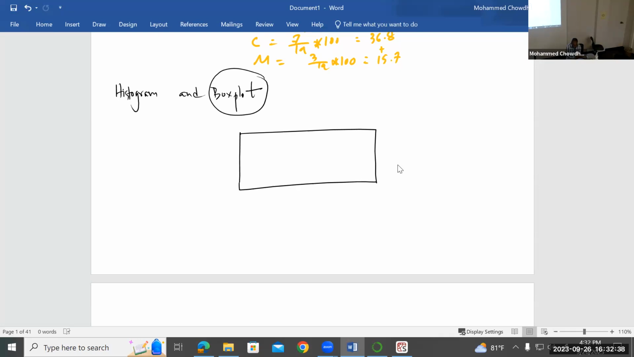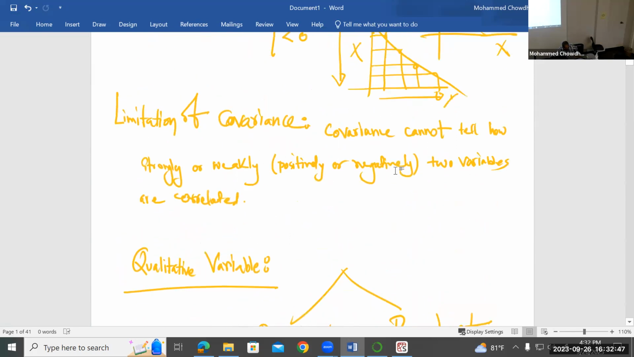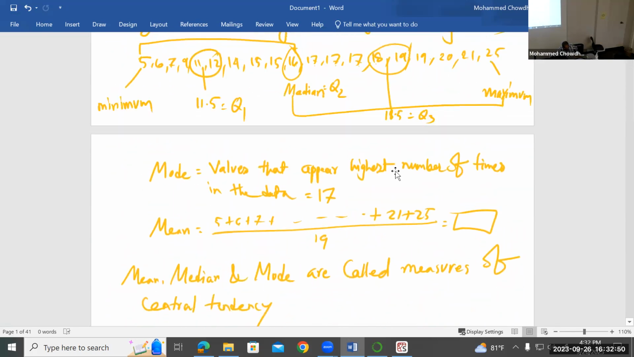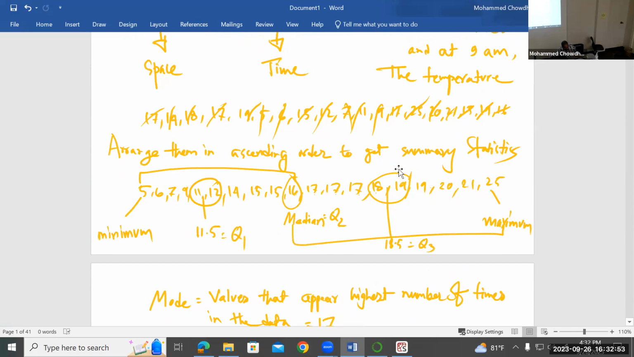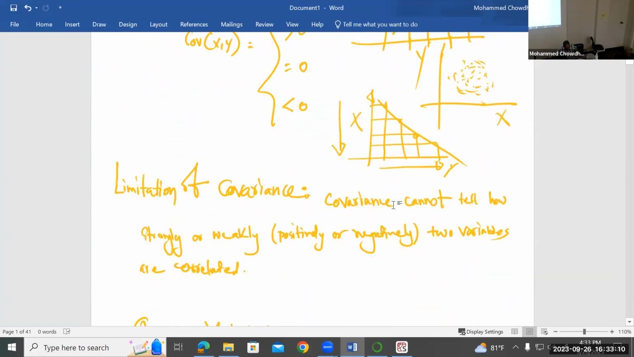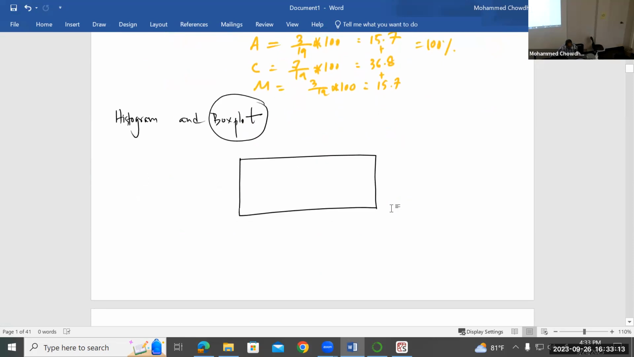So in order to do the box plot, we have constructed these boxes. Remember the data that I put there. In that case, my Q1 equal to 11.5, right? Remember, my Q1 equal to 11.5, right? So I put here 11.5 and 18.5. This is my 11.5. That is my 18.5.